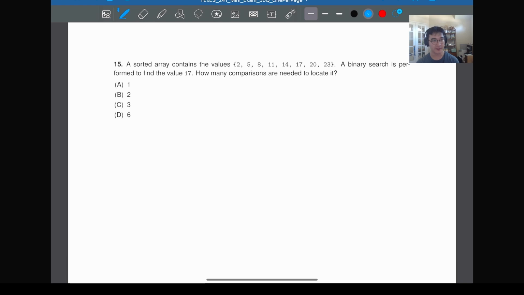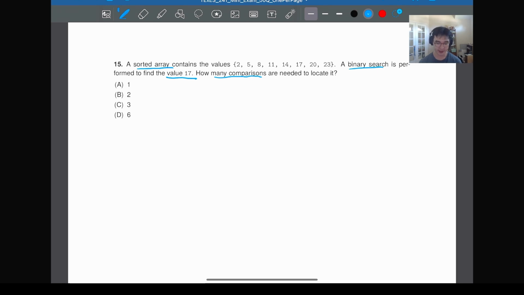All right, question 15. Question 15 says, a sorted array contains the values 2, 5, 8, 11, 14, 17, 20, and 23. And it says a binary search is performed to find the value 17. How many comparisons are needed to locate it? Okay, so the key things are we're doing a binary search on a sorted array, the value we're trying to find is 17, and we're looking for how many comparisons we need.